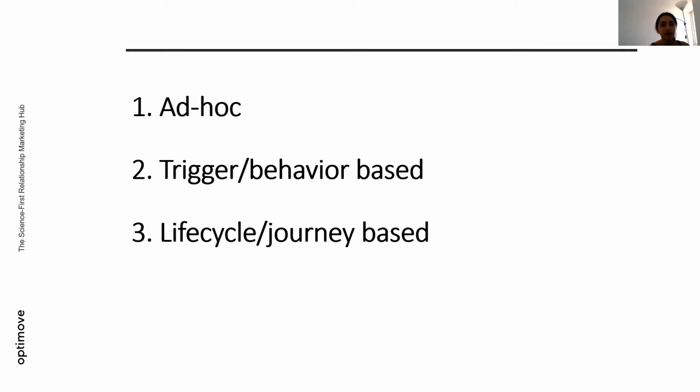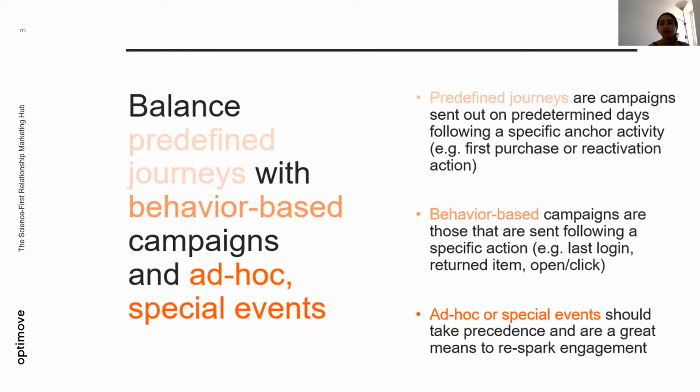So let's first go into these lifecycle-based campaigns, or these predefined journeys. These are campaigns that are sent out on predetermined days. They're following a specific anchor activity, so what lifecycle stage you're actually in. For example, we want to target new customers differently than our churn customers, and so we have different customer journeys for each of these types of customers. These campaigns will recur. Say that you have 6 campaigns over a period of 3 months. Every 3 months, these campaigns will repeat.